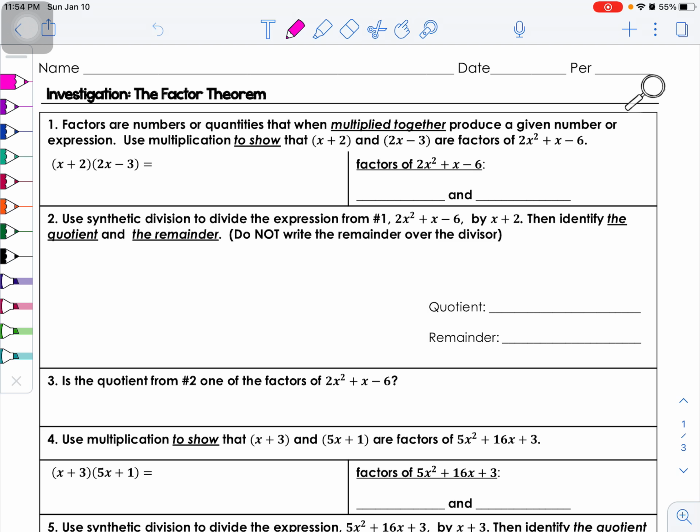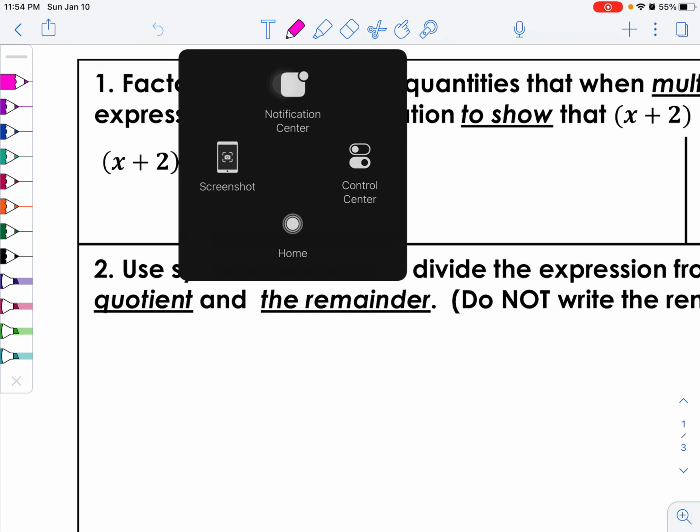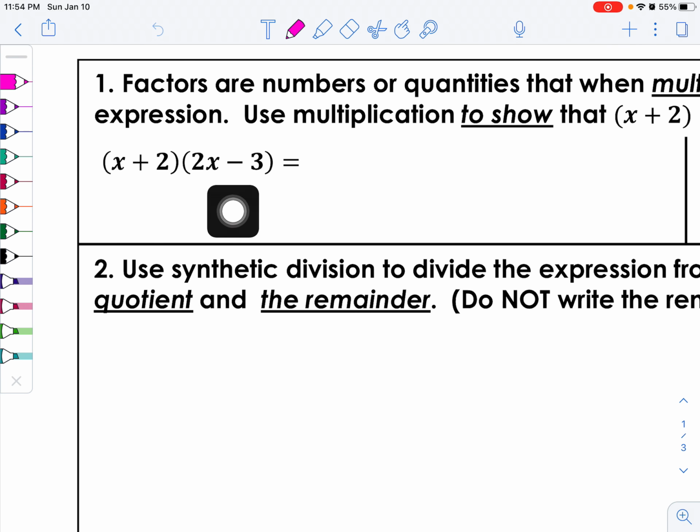So the first thing I want you to do is to use multiplication to show that the factors x plus 2 and 2x minus 3 are factors of 2x squared plus x minus 6. So what that means is when I multiply these two expressions together, I want them to equal that other polynomial I said. So to multiply polynomials, there are lots of different methods. I'm going to go ahead and use the distributive property.